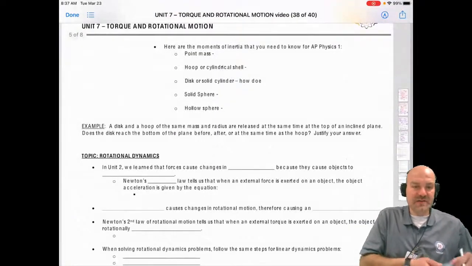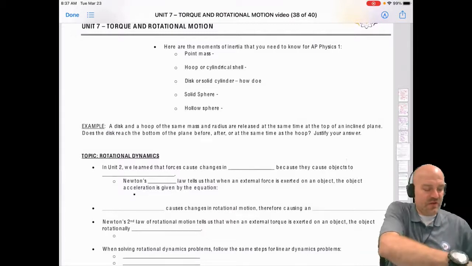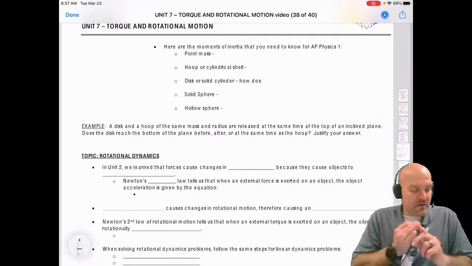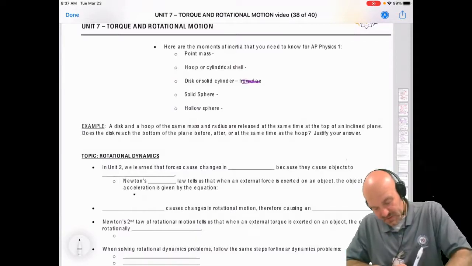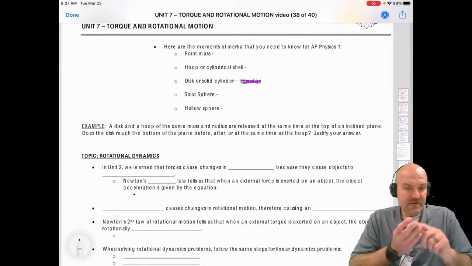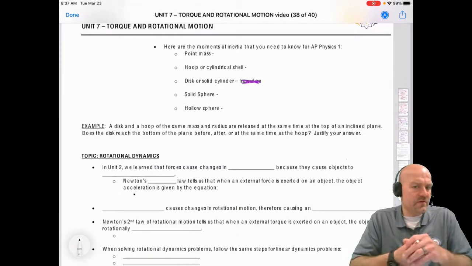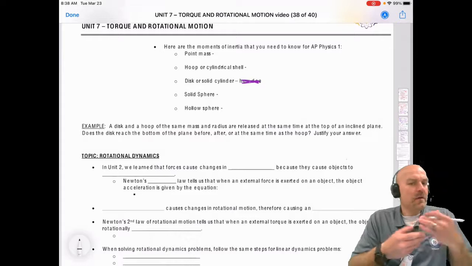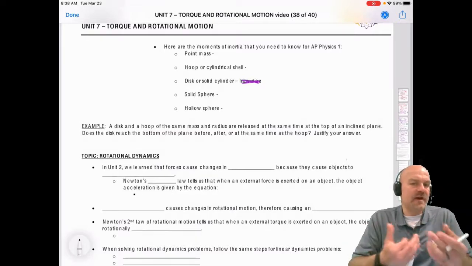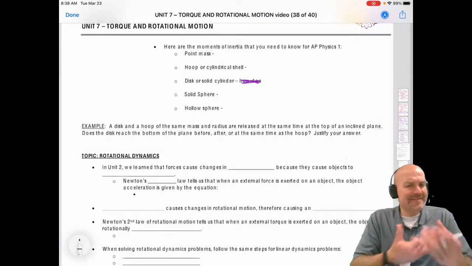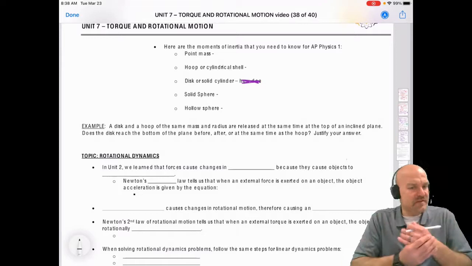There are five basic rotational inertias that you do need to know for the exam. There are the point mass, the hoop or a cylindrical shell, a disc or a solid cylinder, a solid sphere, and then a hollow sphere. There are differences in the way these are addressed. If you think about a solid sphere versus a hollow sphere, where is most of the mass concentrated in those? Same thing with the hoop and a disc. They're basically the same shape, just one's hollow and one is not.